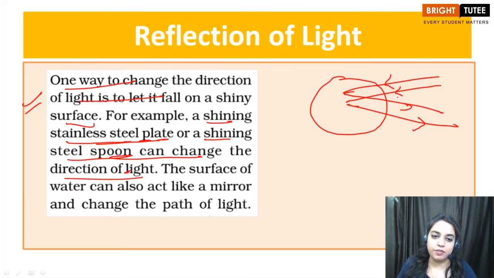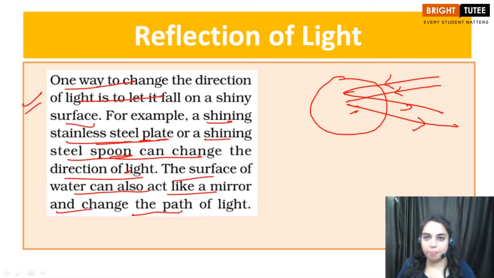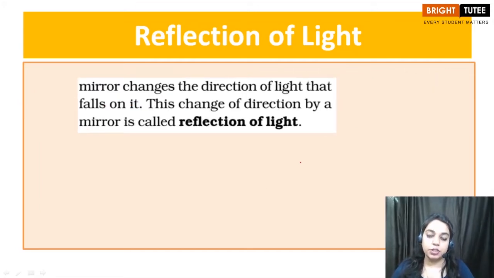So the surface of water can act like a mirror. The surface of water can also act like a mirror and change the path of light. So the surface of water is acting like a polished surface, and it is changing the path of light. So children, how do we define reflection of light?